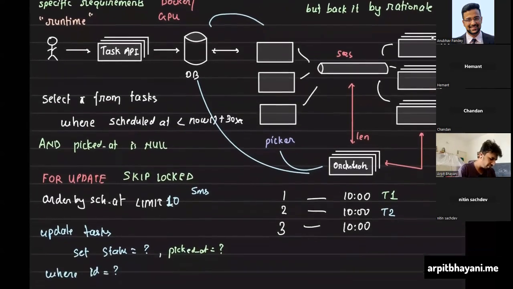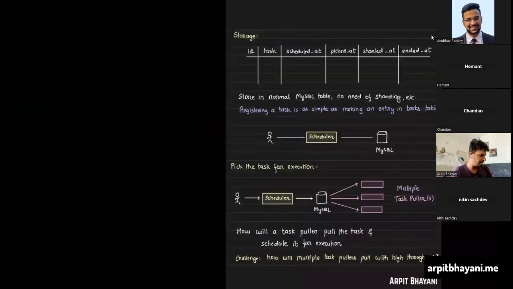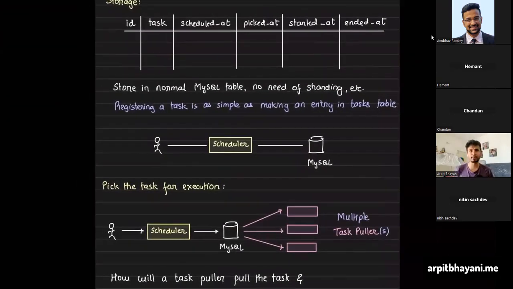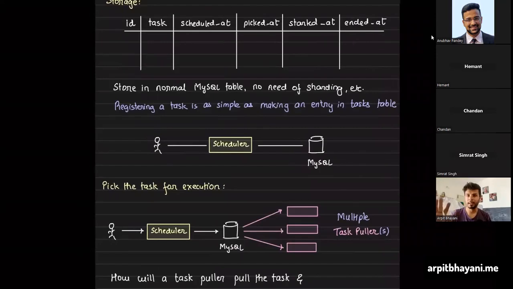Right? Okay, so let me formally cover this and then I'll take questions on this part, because there's still a couple of things that I need to touch upon. Right? Okay, I'll take questions in some time. Okay, so in the storage, we discussed ID. Task is basically the command, scheduled at, picked at, started at, ended at. This is what we would have.